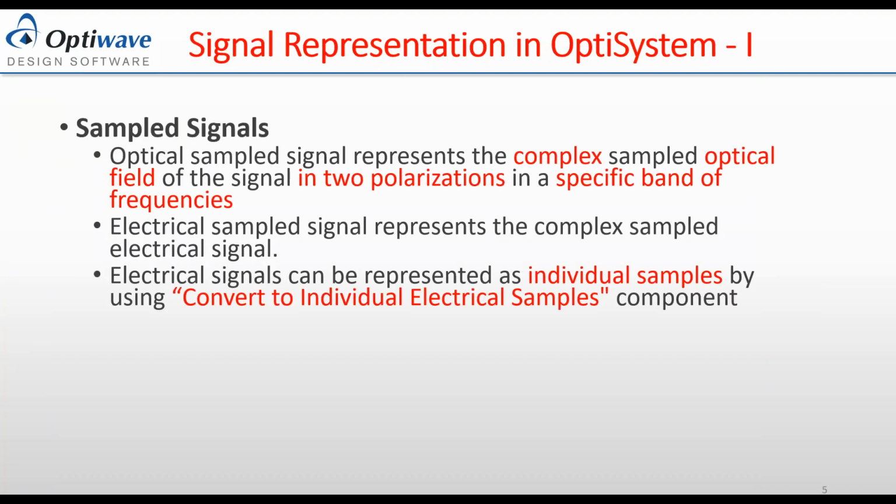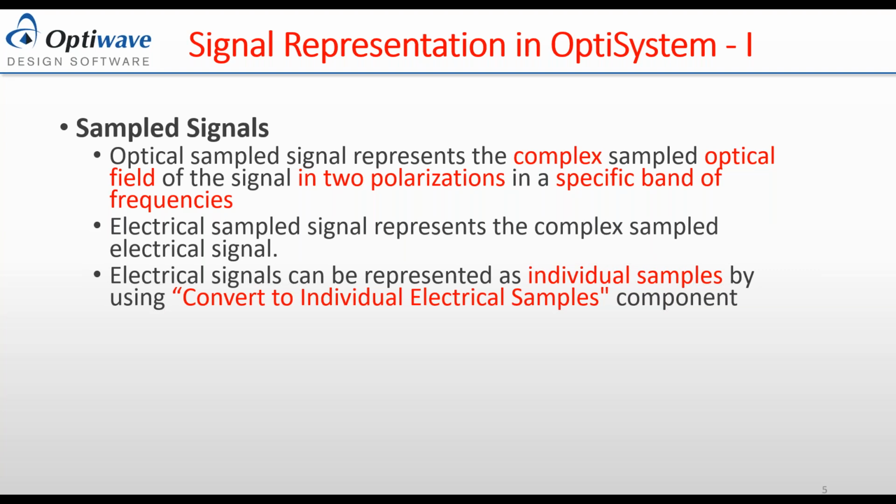Okay, so now there are 3 representations of the signals used in OptiSystem. One is sampled signals, the other is parameterized signals, and the third one is noise bands, basically for the noise. Now, for sampled signals, yesterday we mentioned optical signals.